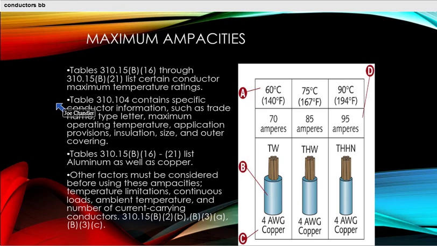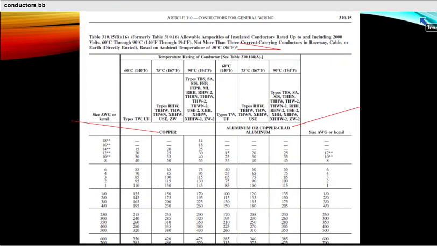But it gives you a lot of detailed information about the conductor, meaning what's the size range, what type of insulation, what's the temperature rating, what are the conditions it can be used in, and so forth. So there's a lot of information inside that table, although it's often overlooked because it's been moved to the back of the article. Okay, this is Table 310.15(B)(16). And you notice it says formerly Table 310.16.